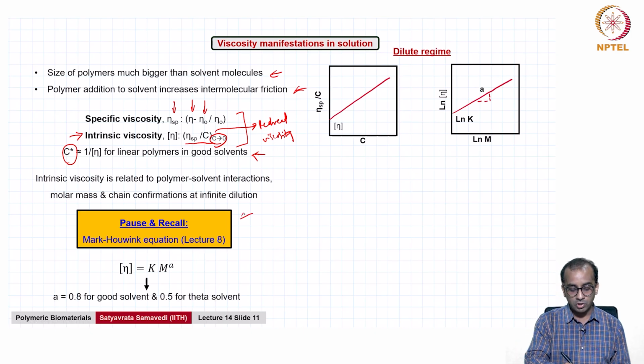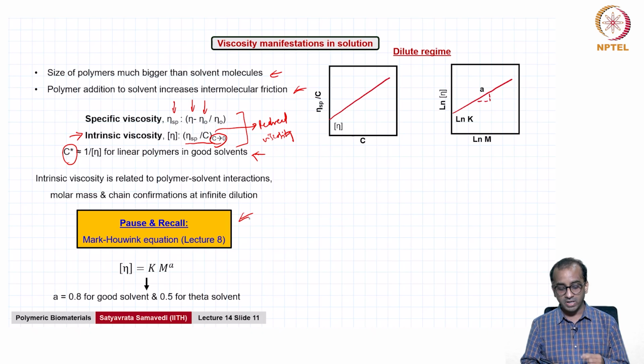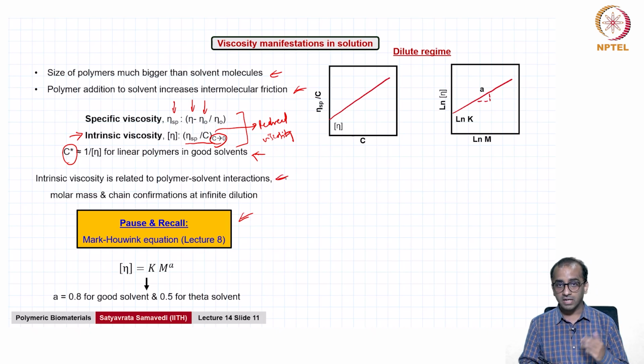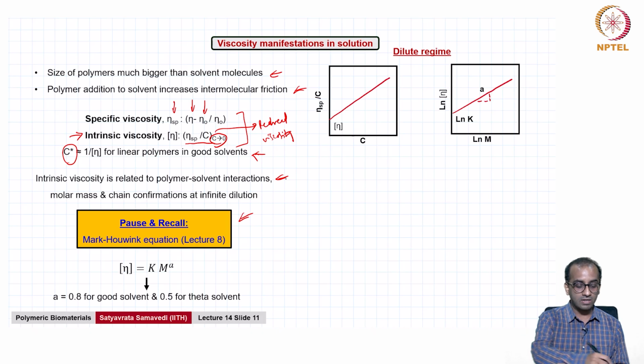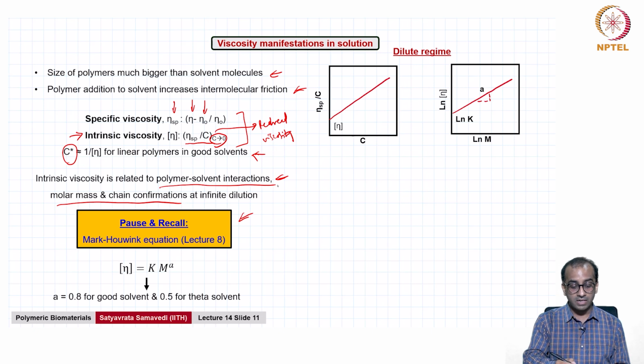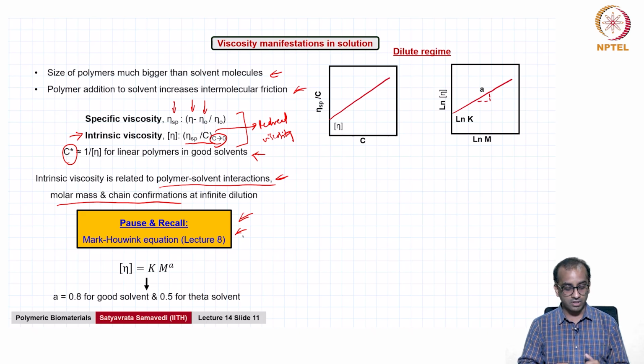Now would be a good time to pause and recall the Mark-Houwink equation that we saw or briefly alluded to in lecture 8, where we've seen that intrinsic viscosity is related to polymer-solvent interactions, molar mass, and chain conformation at infinite dilution. And it becomes important for us, as we saw in lecture 8, because it appears directly in the Mark-Houwink equation for us to determine viscosity average molecular weight or viscosity average molar mass.